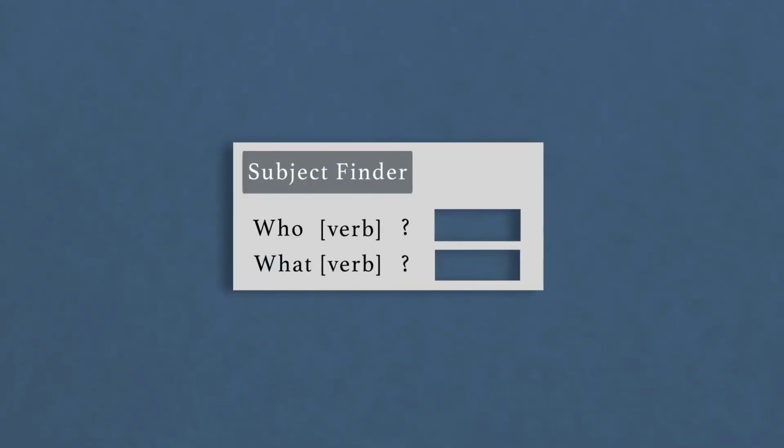Okay, moving on. As I've said repeatedly, every clause has a verb and it has a subject. We've used our verb finder to identify the verb. Now let's use the subject finder to identify the subject. The subject finder is just a simple question with a blank in it. Remember, you've already used the verb finder to identify the verb, so now just drop that verb into the blank of this question. Who or what blank? And the answer to that question is your subject.